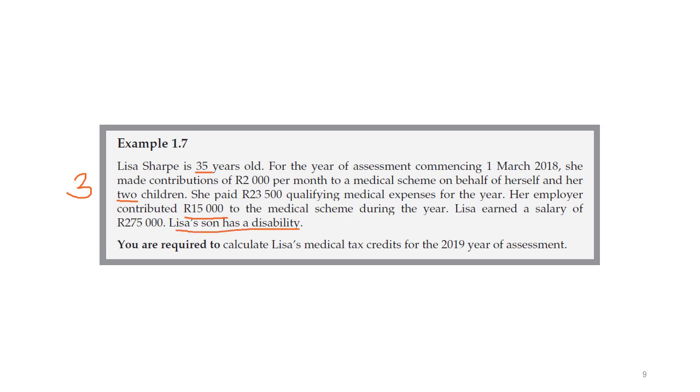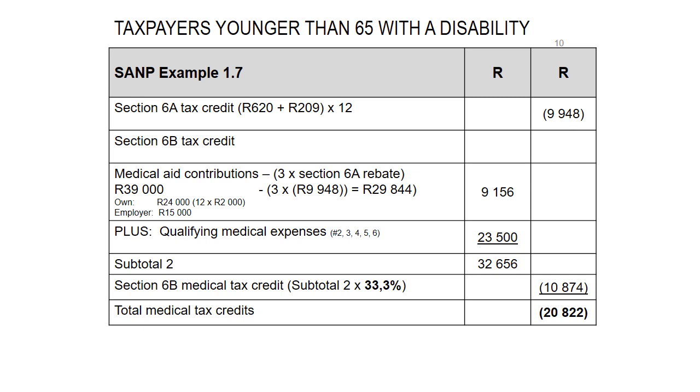Lisa's son has a disability. The moment that the taxpayer or any of their dependents have a disability, we are going to use the same method or the same calculation that we would use for a person older than 65. So I remember 33.3%. Let's have a look.